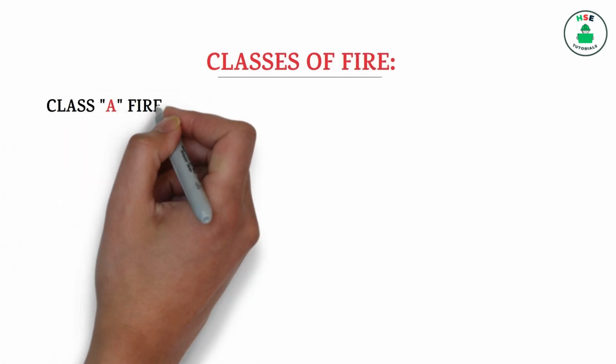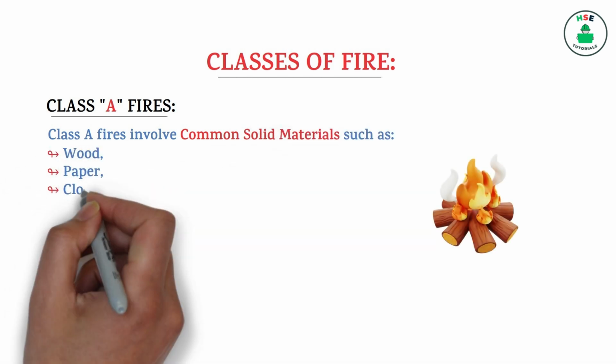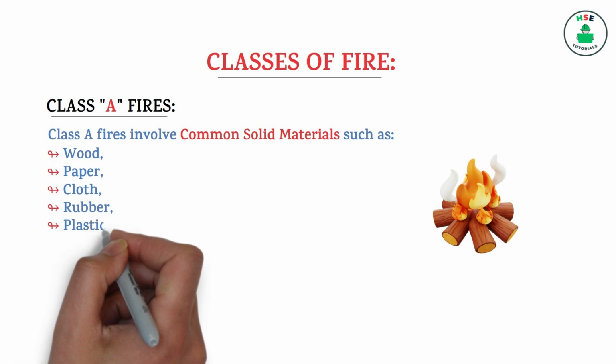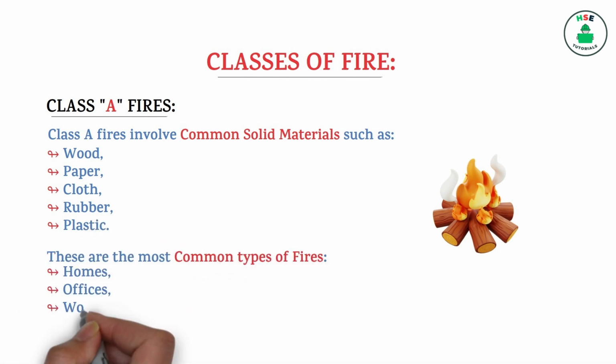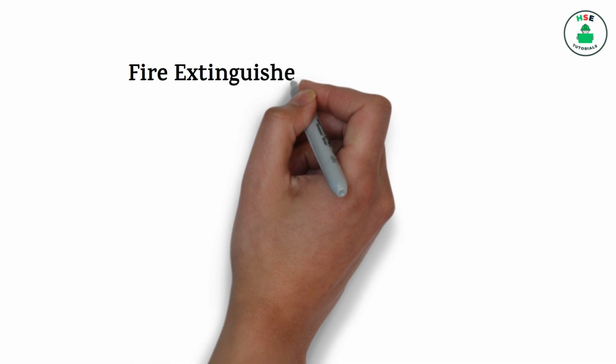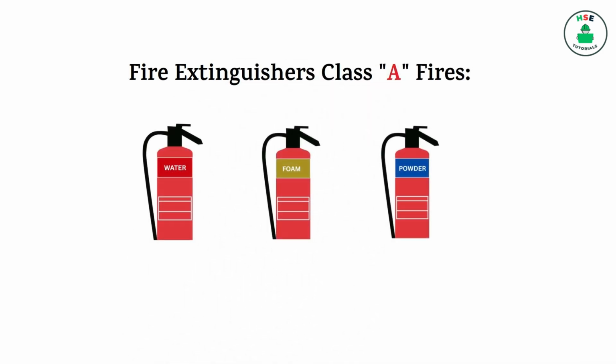Class A fires. Class A fires involve common solid materials such as wood, paper, cloth, rubber, and plastic. These are the most common types of fires found in homes, offices, and workplaces, and they usually leave behind ash and embers. Commonly used fire extinguishers for Class A fires include water, foam, and dry chemical powder extinguishers.